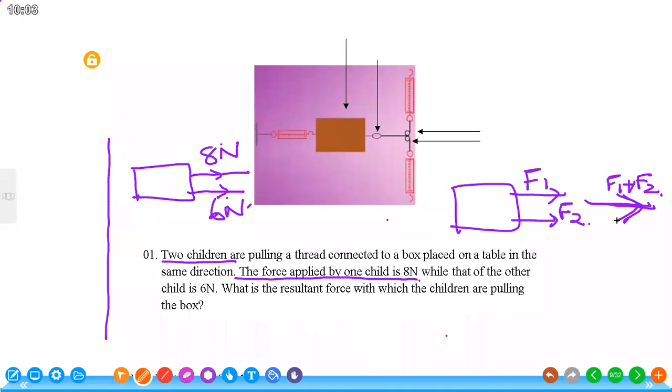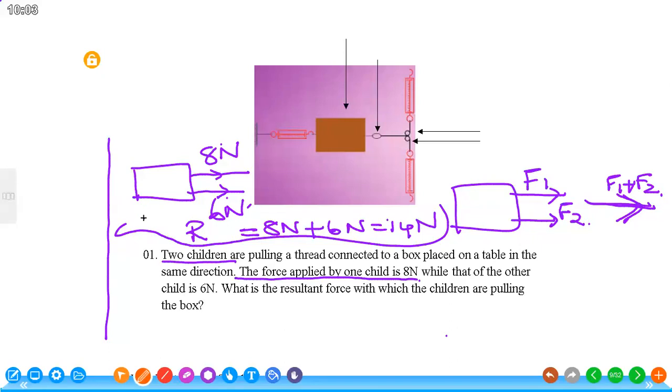So 8 Newton plus 6 Newton is equal to the resultant force, denoted capital R. So 8 Newton plus 6 Newton is equal to 14 Newton. Mostly questions like that are posed in the MCQ. Okay?